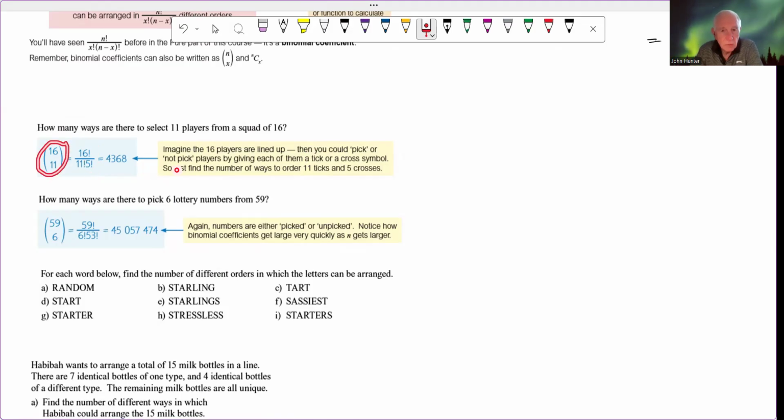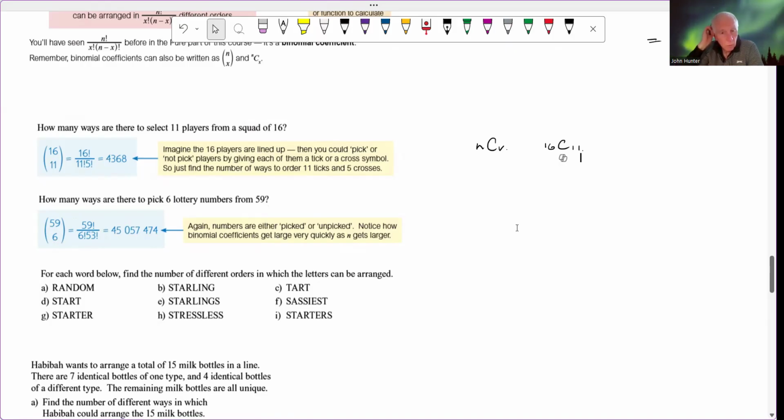We often use this notation. We also use the notation nCr, which in this case, of course, would be 16 choose 11. Similarly, how many ways to pick 6 lottery numbers from 59, and we're not bothered about the order of them? 59C6, 59 choose 6, is 59 factorial divided by 6 factorial times 53 factorial, which is a rather large number. Okay, so that is that.